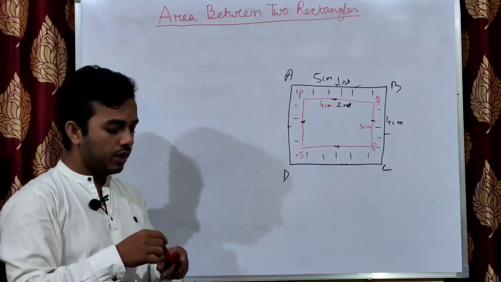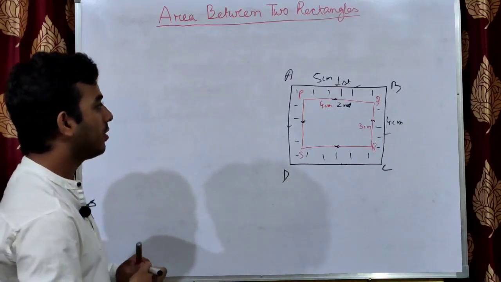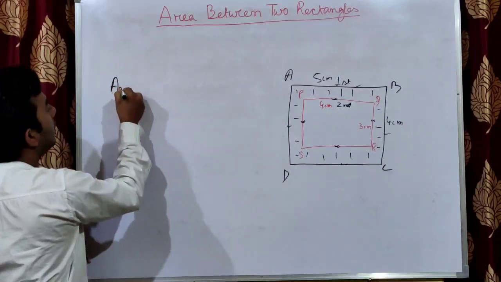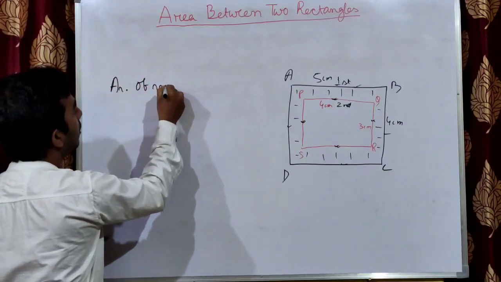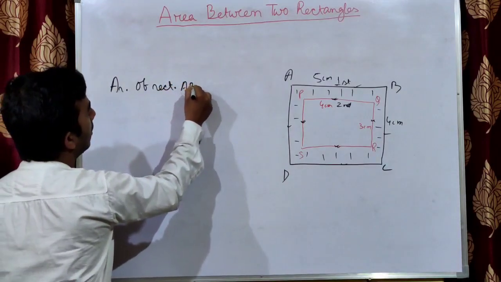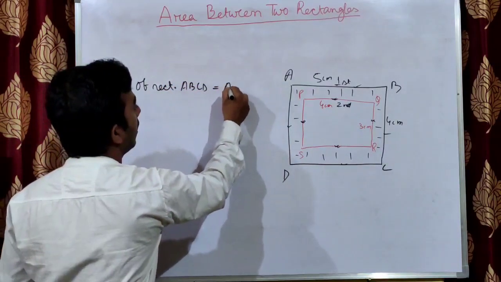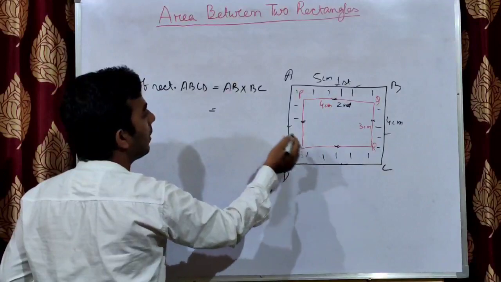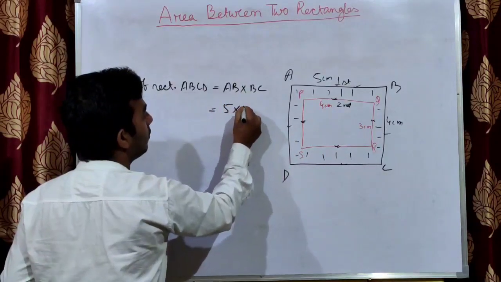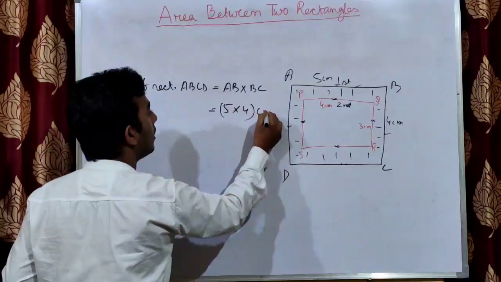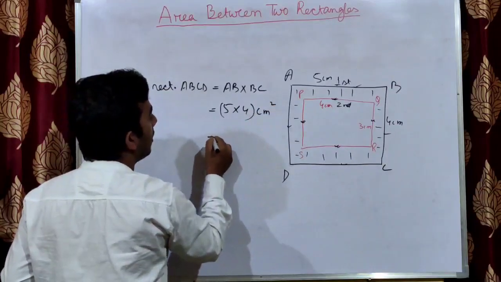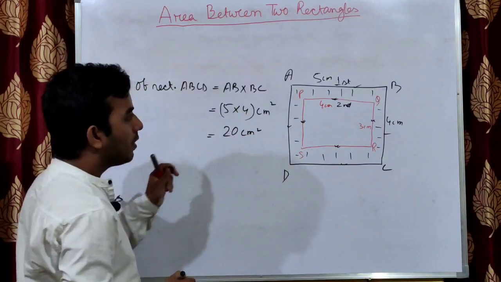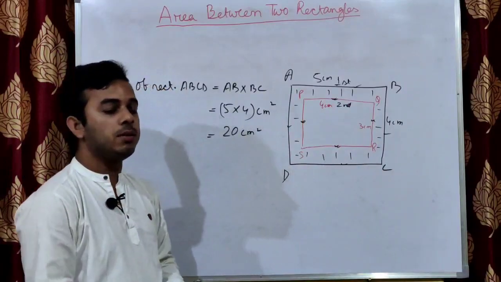Now all of us know that the area of a rectangle is length into breadth. So the area of rectangle ABCD will be AB into BC. AB is length, BC is breadth. So 5 into 4 unit square. The unit is centimeter, so it will be centimeter square. 5 into 4 is 20. The area of rectangle ABCD is 20 centimeter square.